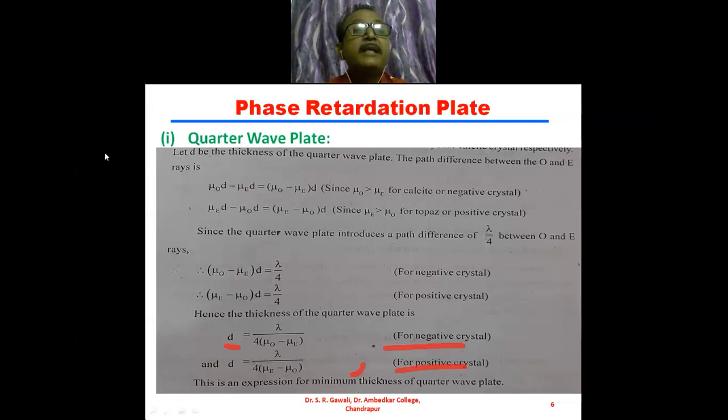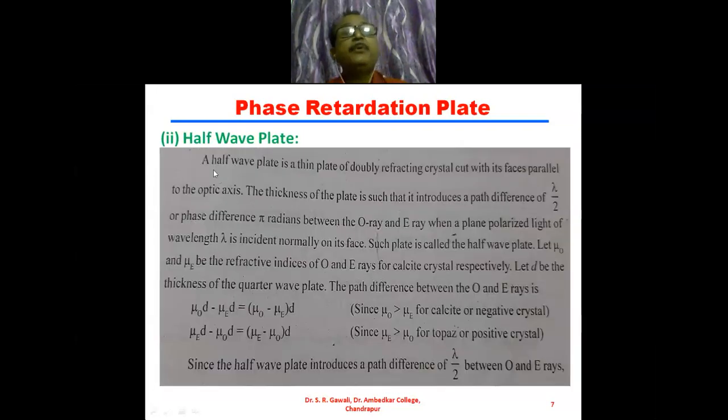Now, what is meant by the half wave plate? A half wave plate is a thin plate of doubly refracting crystal, cut with its faces parallel to the optic axis. The thickness of the plate is such that it introduces a path difference of lambda by 2. Half wave means lambda by 2. Quarter wavelength means lambda by 4, like this.